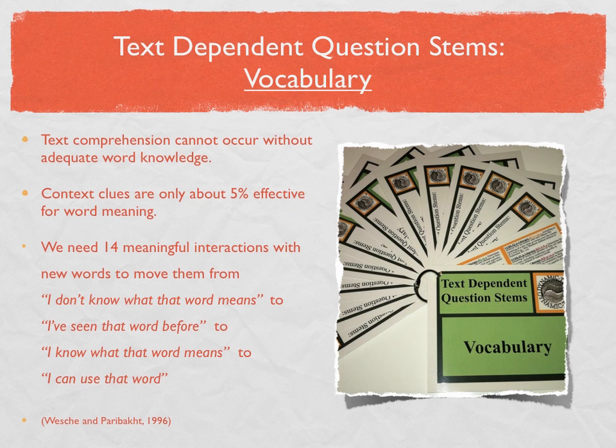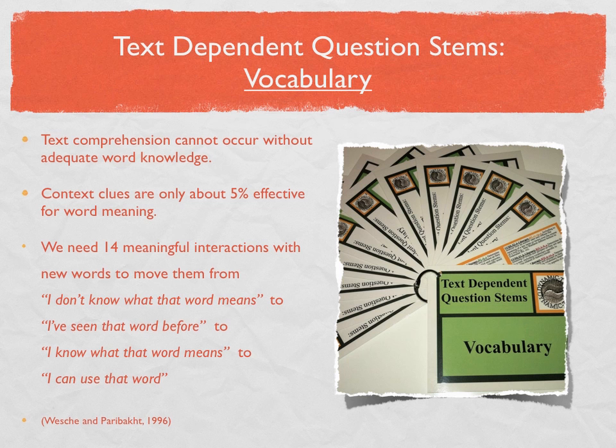Why is this vocabulary development so important? You can't comprehend text if you don't know the words, and we need explicit word knowledge 95% of the time to get the meaning of a text. We love the idea of context clues, but all research indicates that we're successful using context for about 1 in 20 words, about 5% of the time.